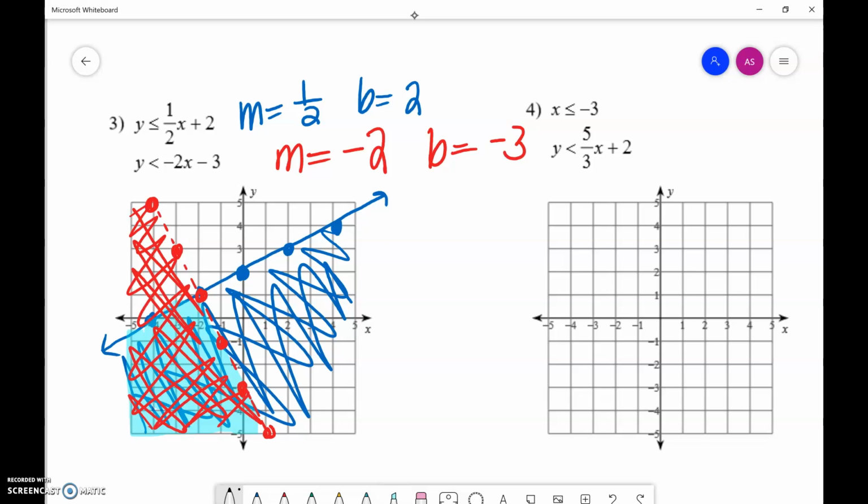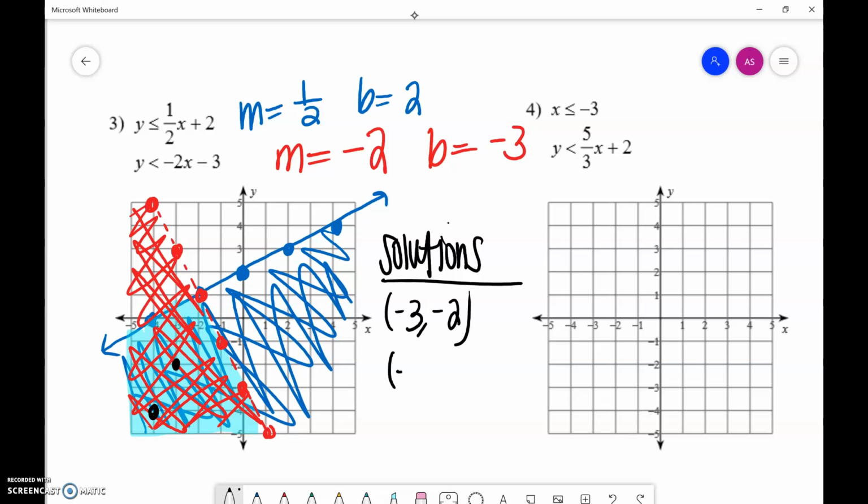Okay. So I'm going to write out, like I said, at least 2 solutions. We have an infinite amount of solutions because this is going to keep going. Okay. But let's just do 2. So I can have -3 and -2. And then let's say -4 and -4.